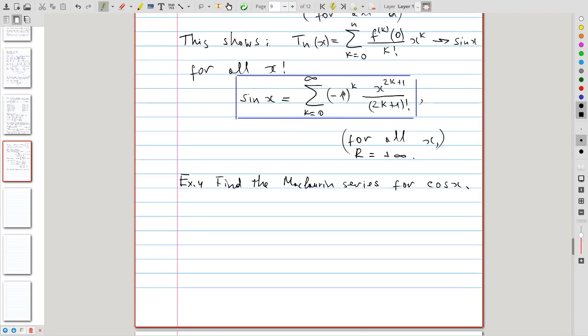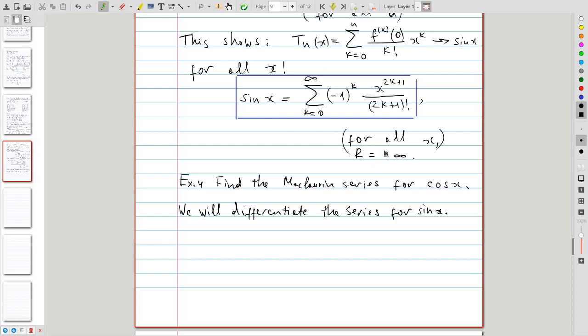to differentiate this power series for sine x term by term. So we will differentiate the series for sine x. So let us take this equality. We have sine x equals to this infinite power series and differentiate it.